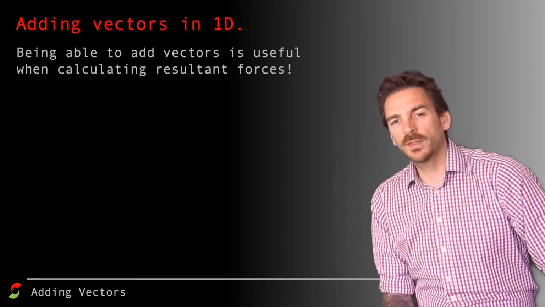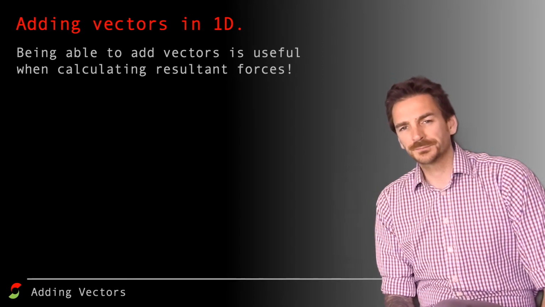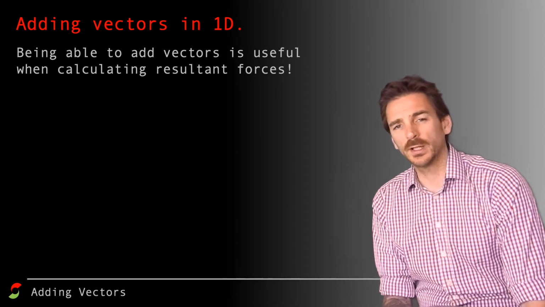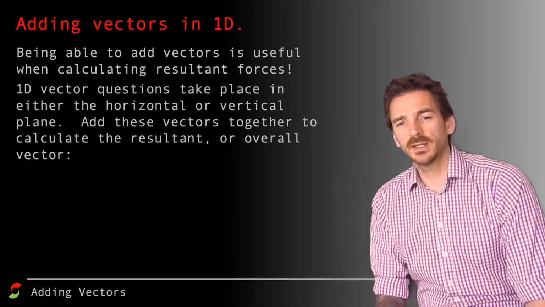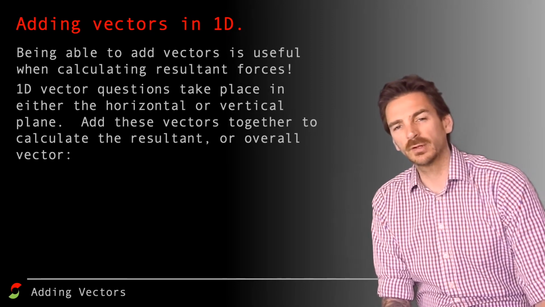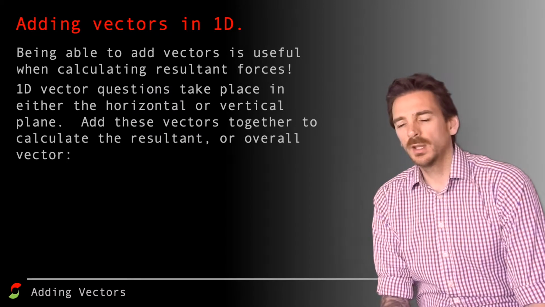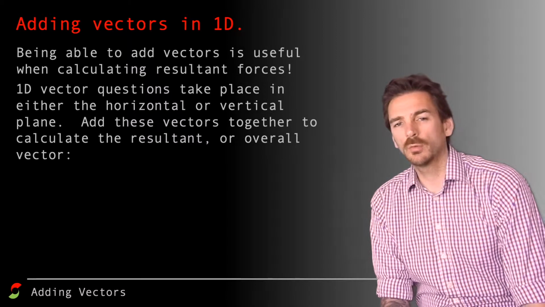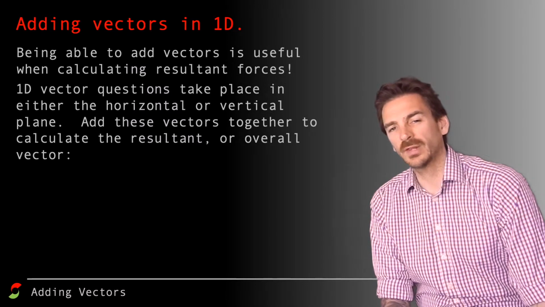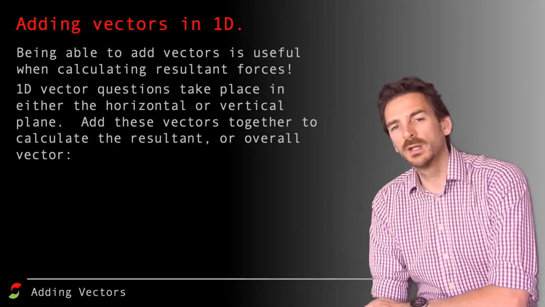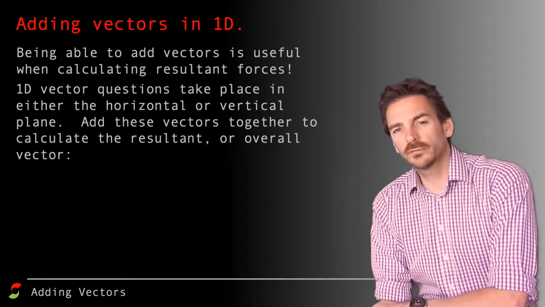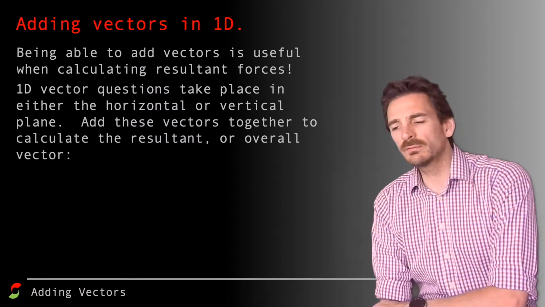So let's start off with adding vectors in one dimension. These are very useful when it comes to calculating resultant forces, especially for Newton's first law and Newton's second law questions. In one dimension we'll be looking at just forces acting in the horizontal plane and forces acting in the vertical plane. So let's have a look at an example.